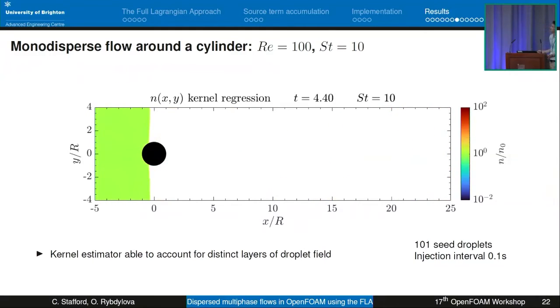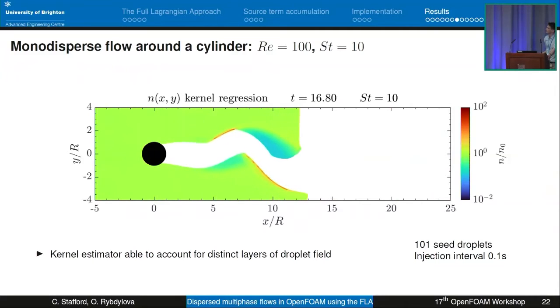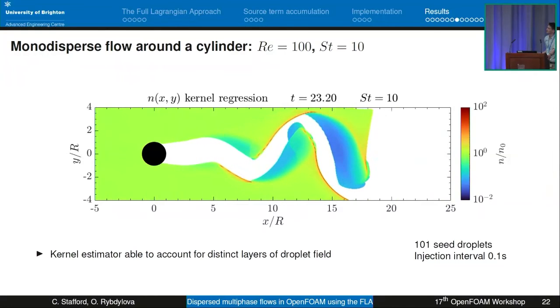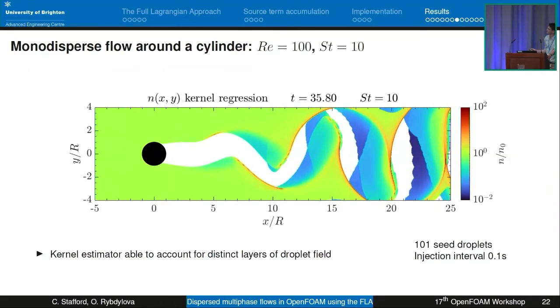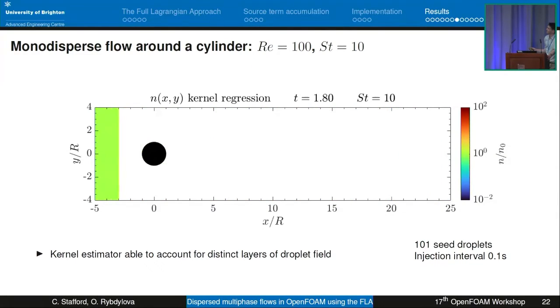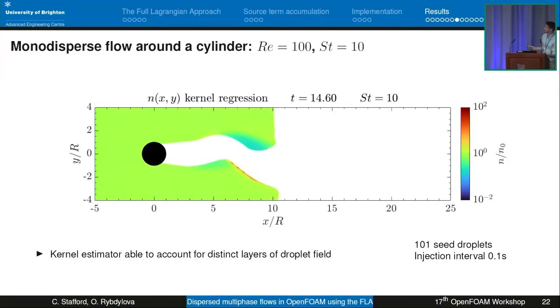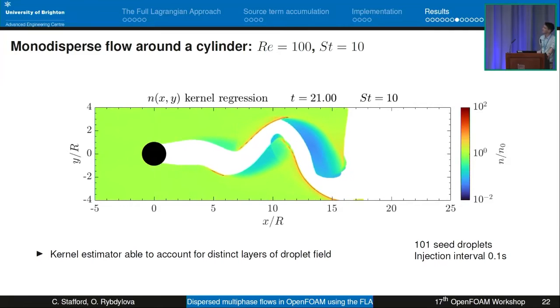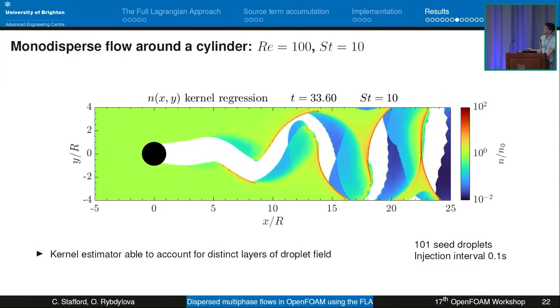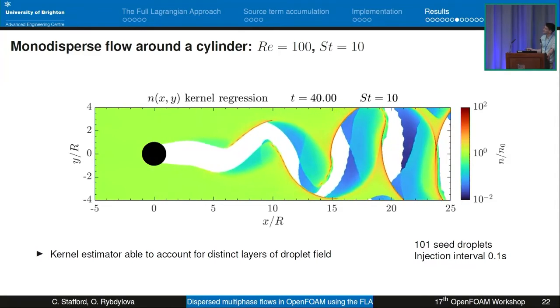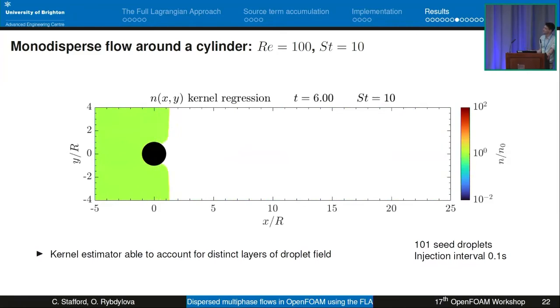For the largest Stokes number, it's a similar case again, with even more inertial droplets. The striking thing in this case is that at the leading edge of each wake, we can see the folds or the different layers of the droplet field, where the trajectories going past each side of the cylinder cross over each other. And the kernel regression and the full Lagrangian approach is able to capture this behavior correctly in terms of additive number density, which, like I said, is difficult to achieve with Eulerian solvers for the droplet phase.